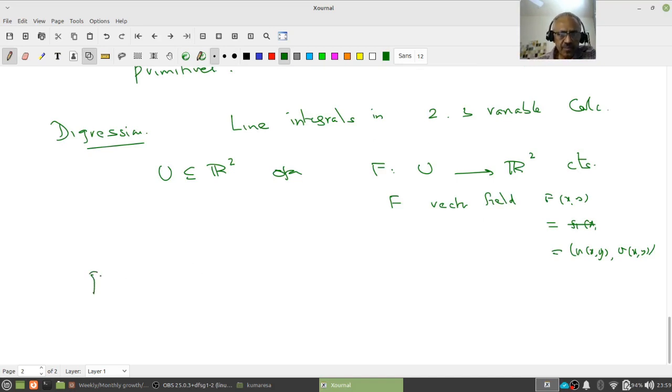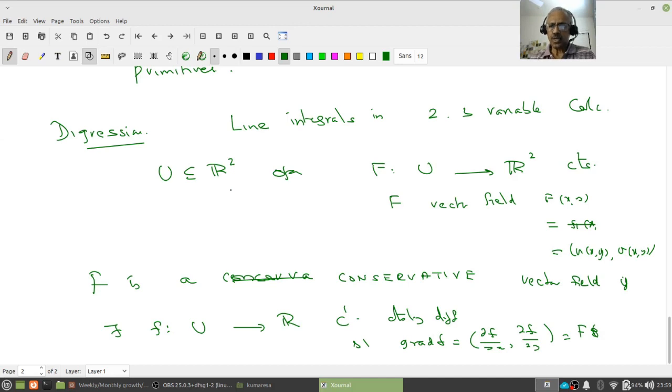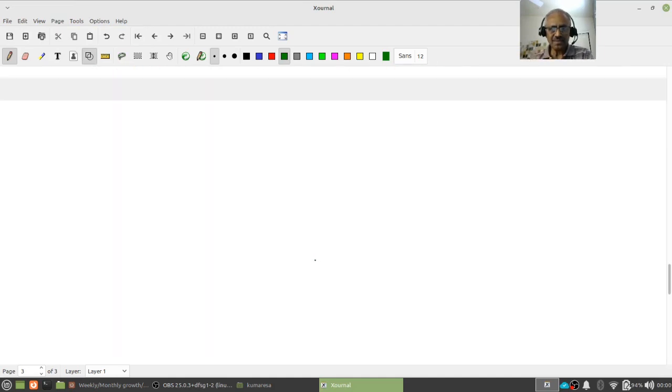Then you say F is a conservative vector field if there exists a function f from U to R which is C1, that is continuously differentiable, so that the gradient of f, which is del f by del x, del f by del y, is F of (x,y). Therefore, u of (x,y) is del f by del x, v of (x,y) is del f by del y. Unfortunately, these kinds of things are never learned by students.